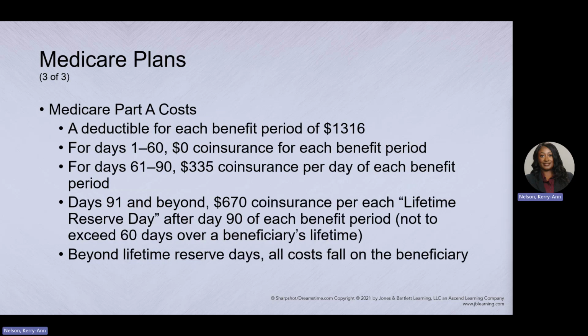For the Medicare Part A costs, this includes a deductible for each benefit period of $1,316. For days 1 to 60, there's a $0 coinsurance for each benefit period. For days 61 to 90, $335 coinsurance per day of each benefit period. For days 91 and beyond, there's $670 coinsurance for each lifetime reserve day. After day 90 of each benefit period, this will not exceed 60 days over a beneficiary's lifetime. Beyond lifetime reserve days, all costs will fall on the beneficiary.